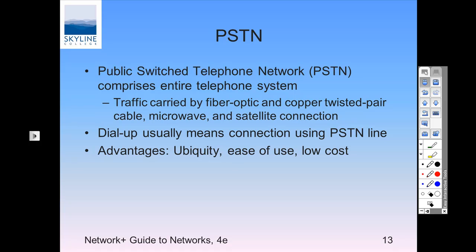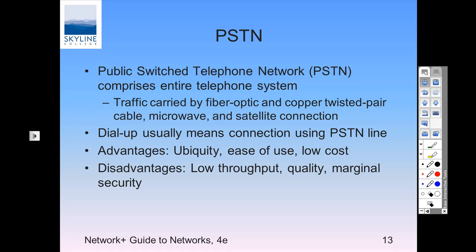Ease of use, low cost, though maybe not low cost, depending on whether you have to pay long distance rates or not. Low throughput, because you can go all the way up to 53 megabits per second on dial-up. They say 56K modems, but the FCC limits it to 53K. That's the law. Marginal quality, marginal security. I don't know that you can really say marginal security, because when you make a phone call, it actually connects two points. It is a private network for that time.